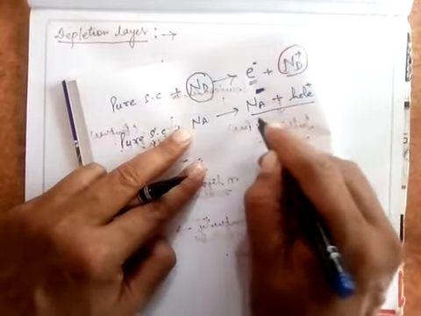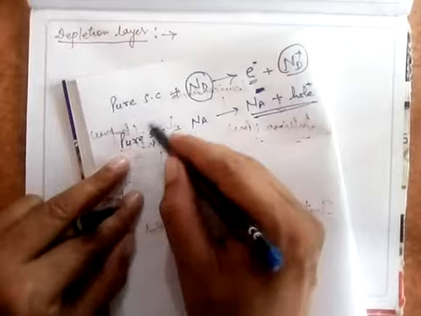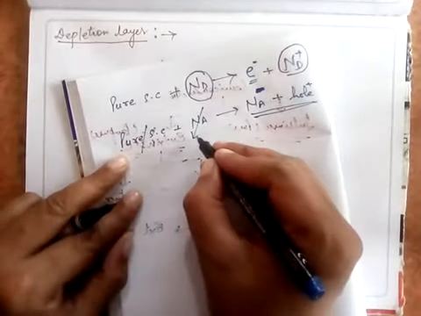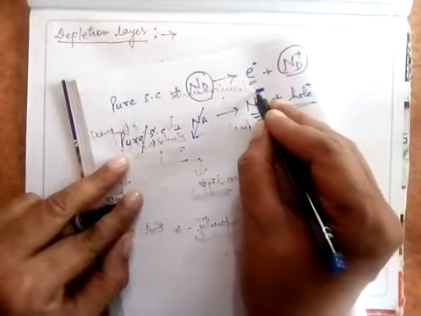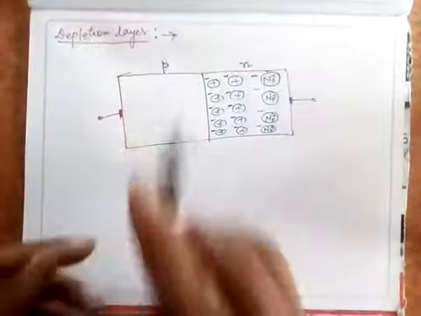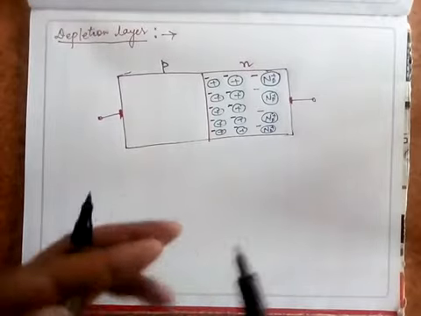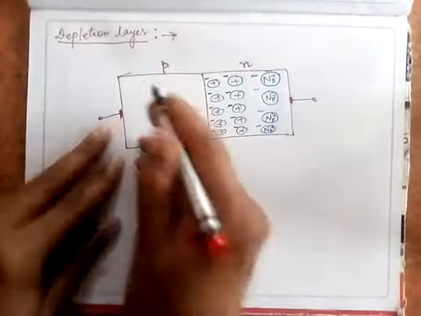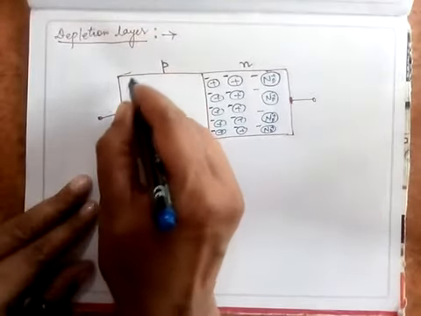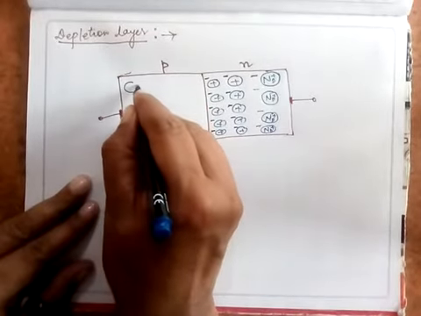Every acceptor impurity is a trivalent impurity. This Na is a trivalent impurity. This trivalent impurity accepts an electron, becomes a negative ion and releases a hole. So this is P type. If you look at this P type, what it does is it becomes a negative ion.